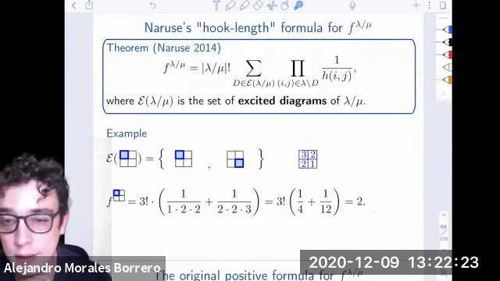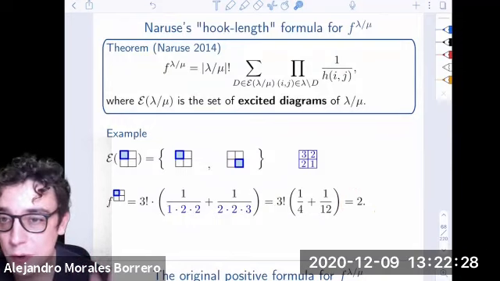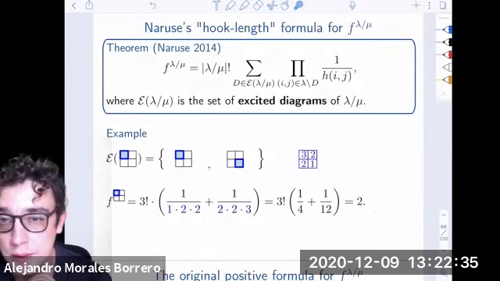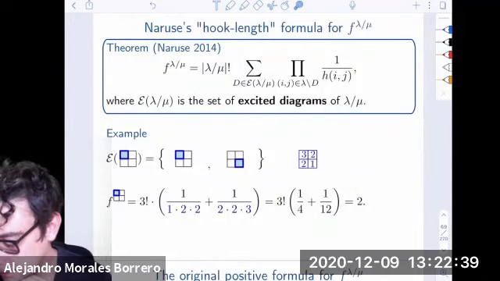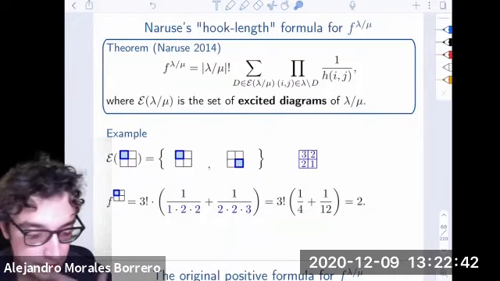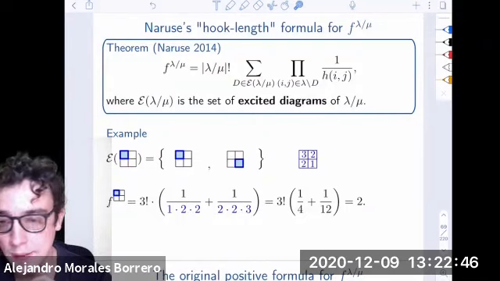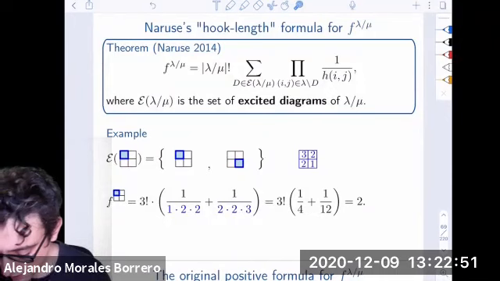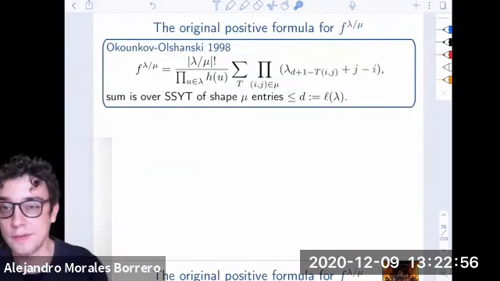It's very satisfying in the sense that it looks very similar to the hook length formula, and you have this nice excited diagram model to remember it. I think we were working on this formula with Greta and Igor, and maybe Per Alexanderson mentioned that he had seen another formula that was studied by Stanley. So before the Naruse formula there was another positive formula. Let's call it the original positive formula for F lambda mu.